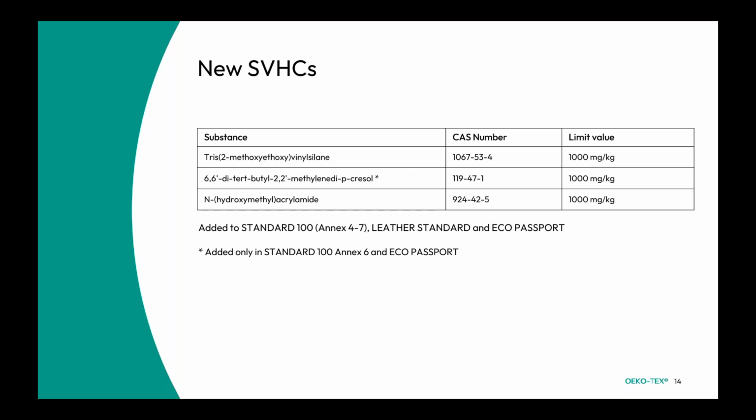We have also added some substances of very high concern, or SVHCs. As you can see here, these 3 have been added to the Standard 100, leather standard, and OEKO-Passport, but the one in the middle, as you can see, has only been added to the Standard 100 Annex 6 as well as the OEKO-Passport.